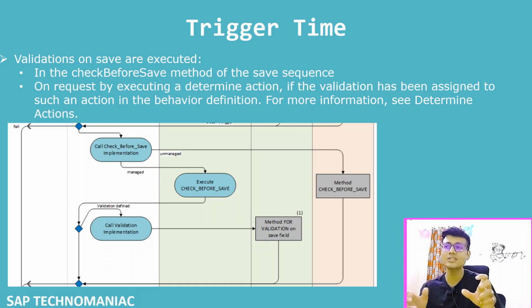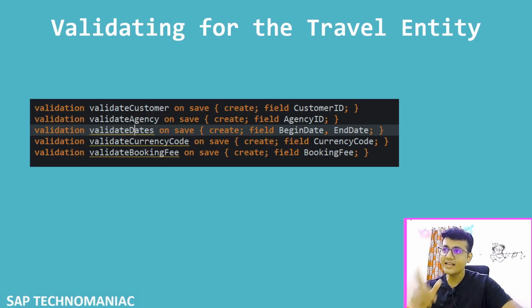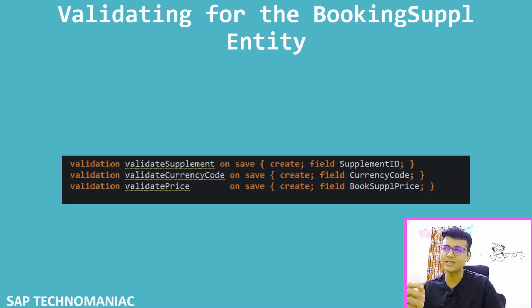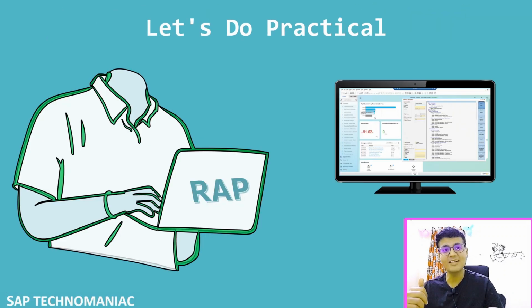This is more about the draft: determine actions, side effect along with the validation. So we will convert this application in my next video, and onwards in the draft we will see it in detail. The next thing in this video, we will quickly implement two validations for each entity: two for the travel, two for the booking, and two for the booking supplement. So without wasting time, let's jump into the system.